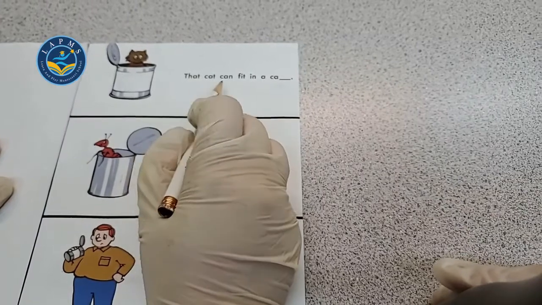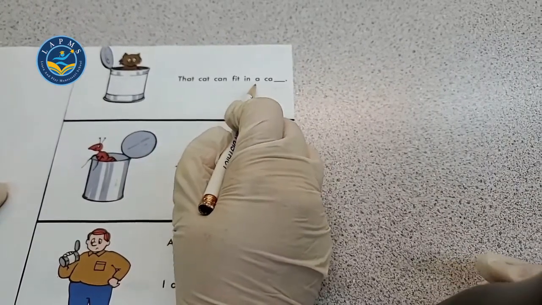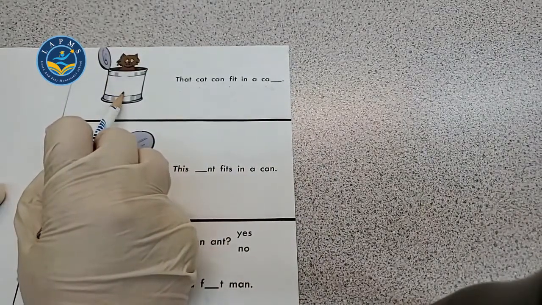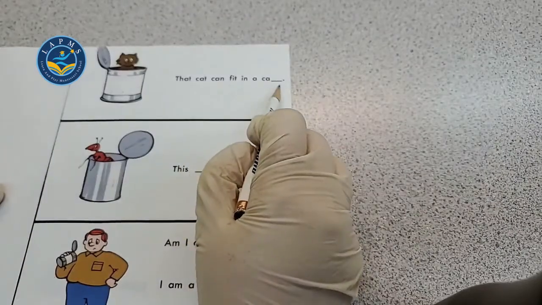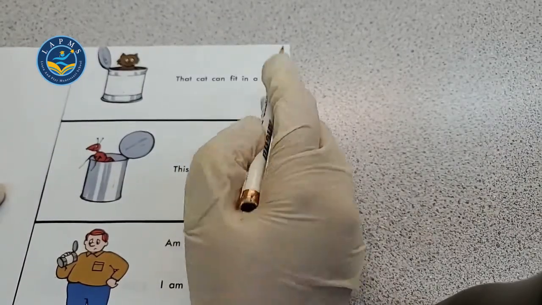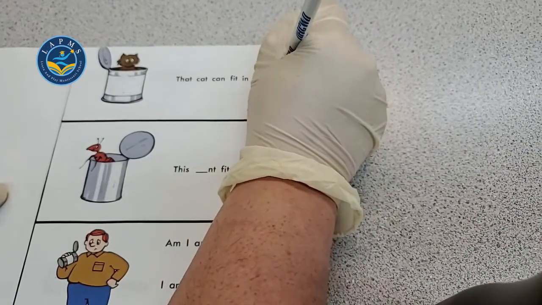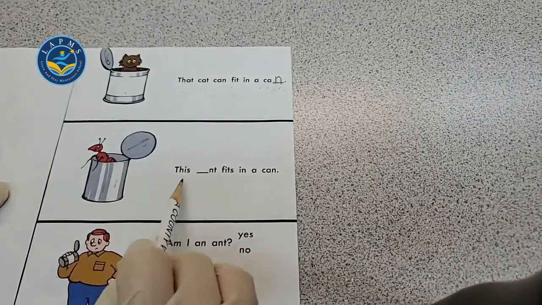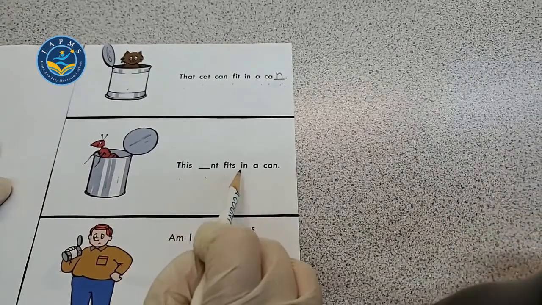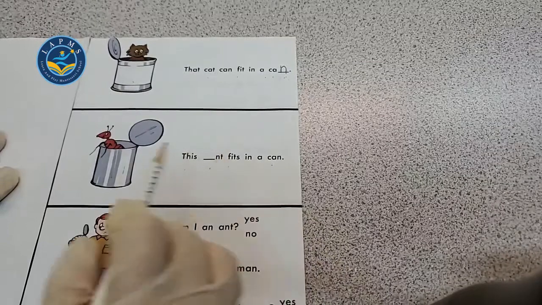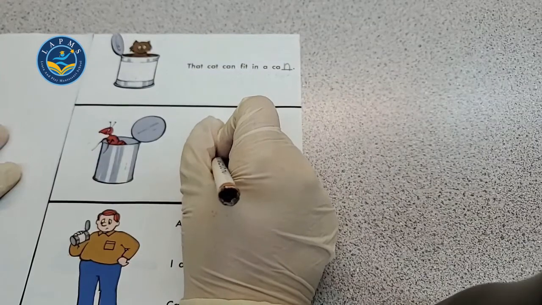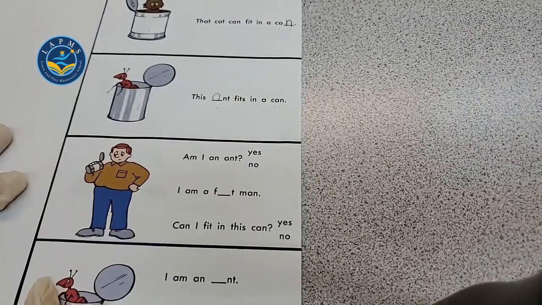That cat can fit in a, what is the cat in? Is he in a tin or a can? Can. All right. C-A-N. All right. This ant fits in a can. So what's in here? An ant. Ant. Okay.